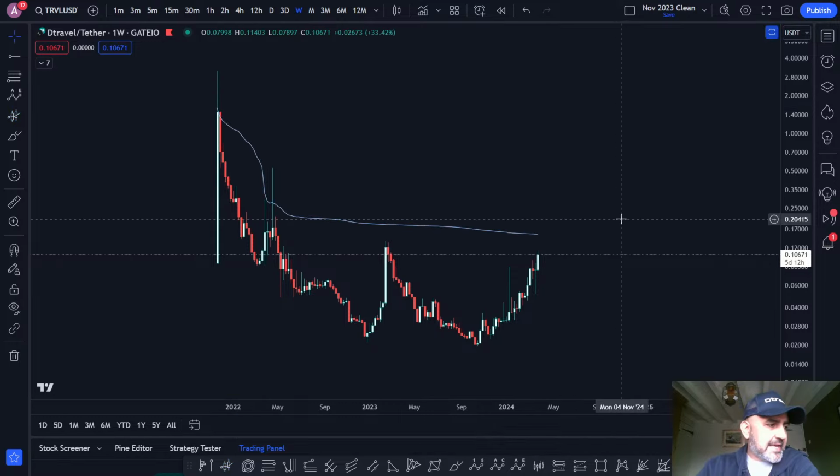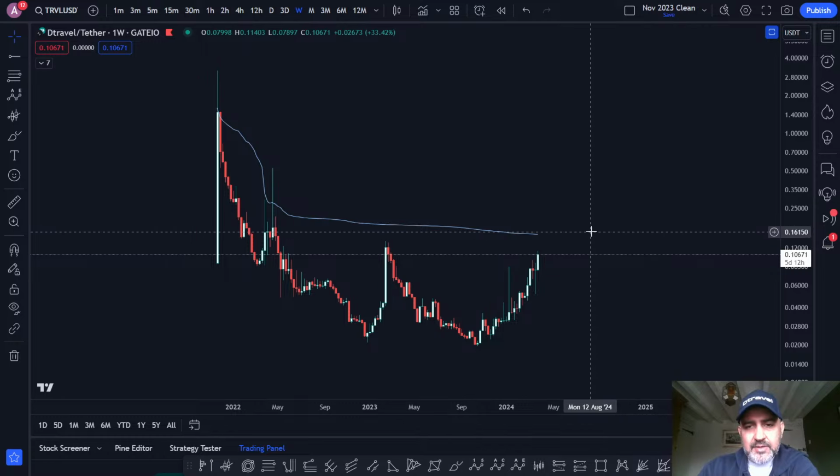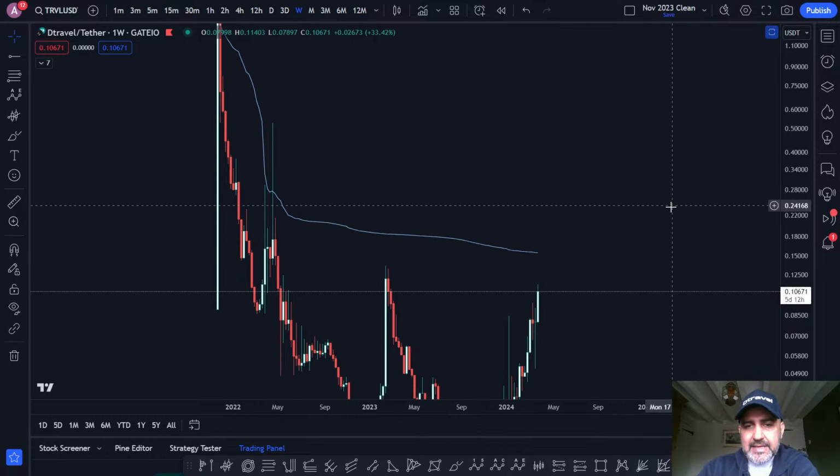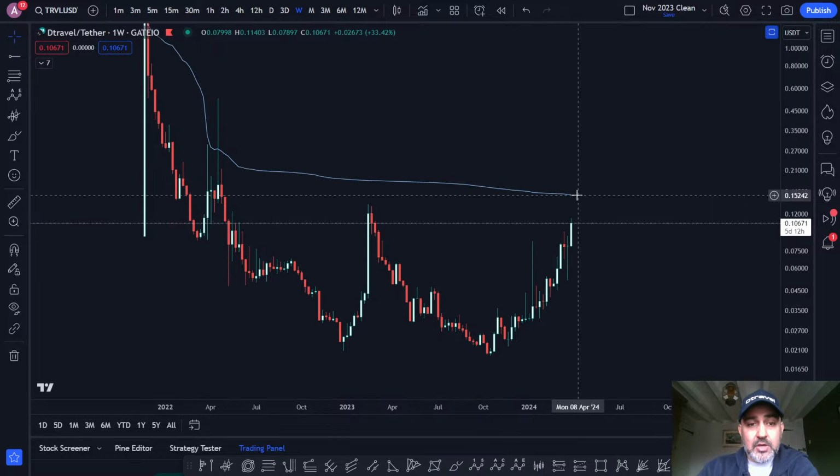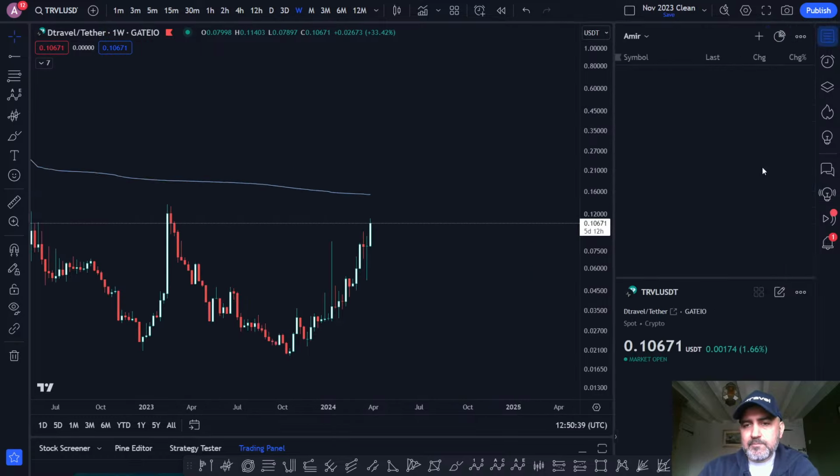Okay, so you see something very interesting: on Gate, the anchored VWAP is slightly higher. See that? Right now it's at about 15 or so cents. On Gate, that will resist if we come into it. Just on Gate.